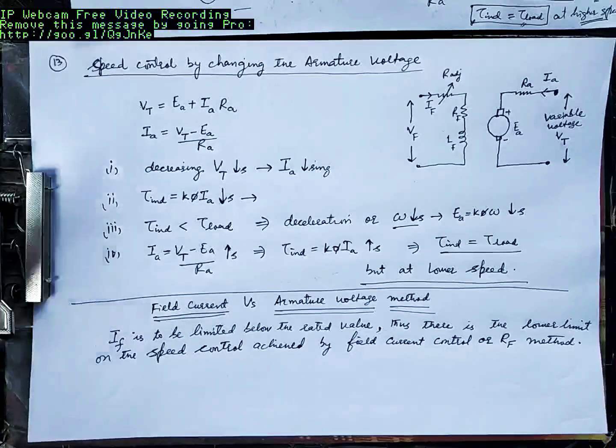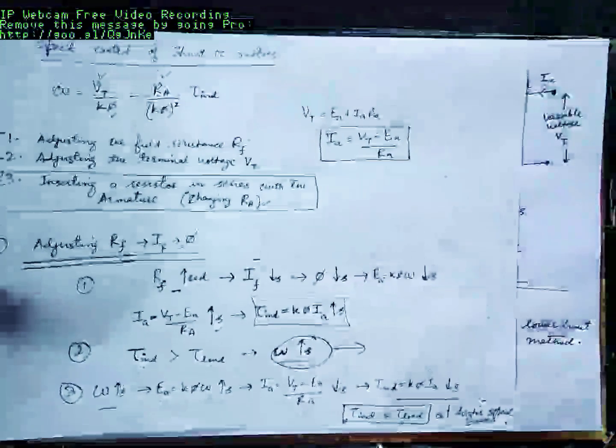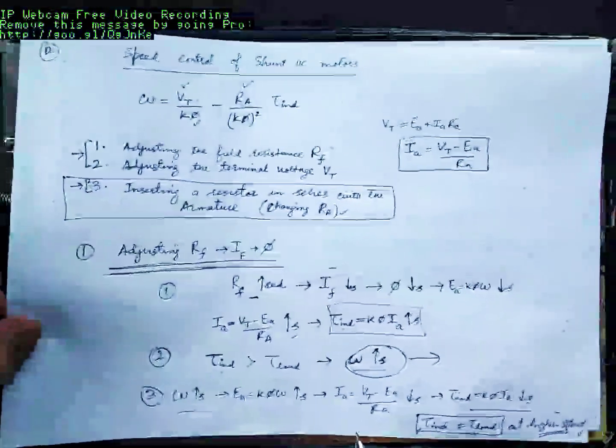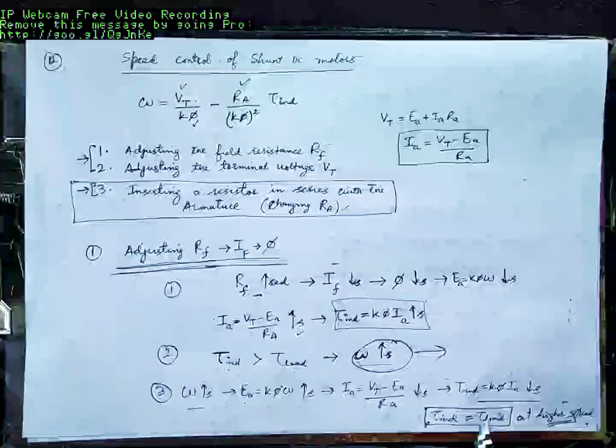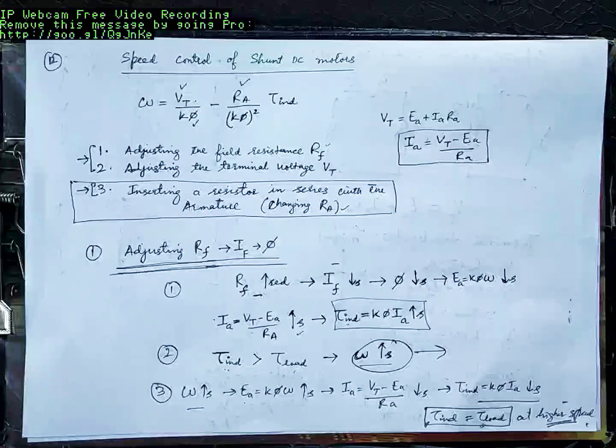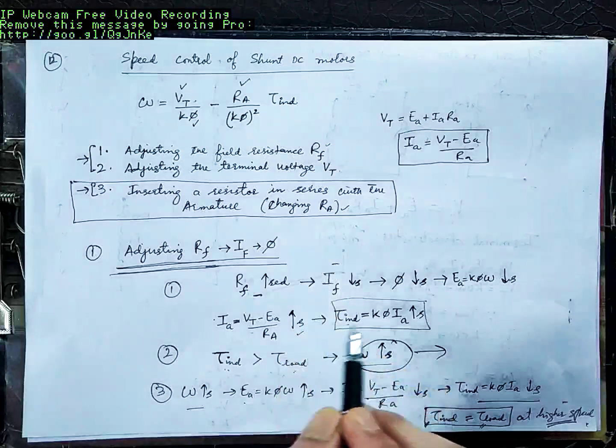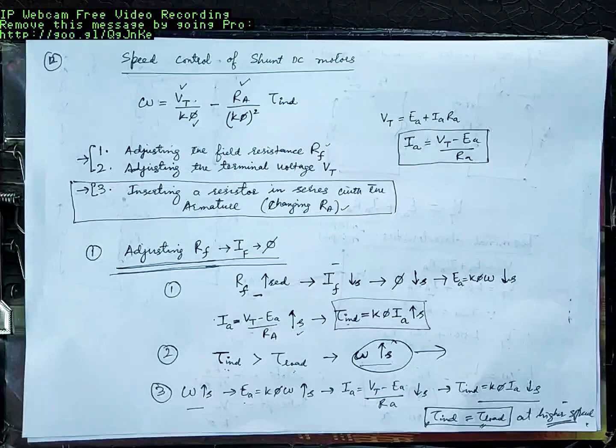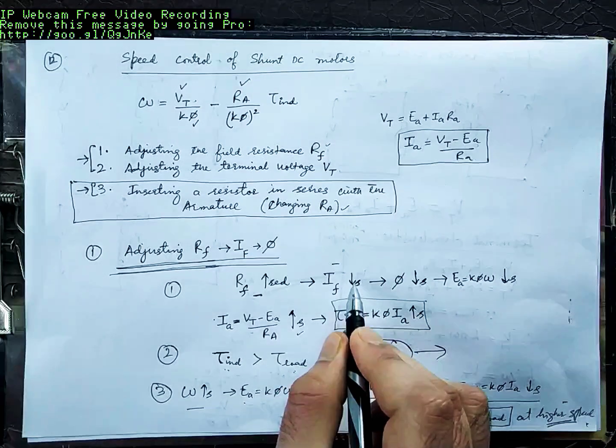So by the field current method, you cannot reduce the speed below a certain value, because reducing the speed below a certain value means increasing the current above the rating, which is not possible and will damage the motor. But if you want to increase the speed above the rated speed, the current has to be decreased.